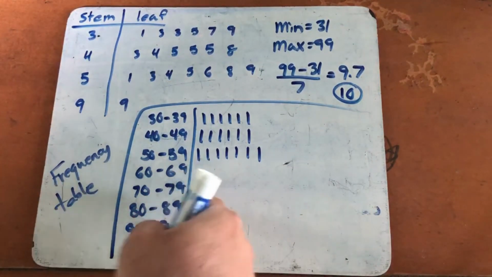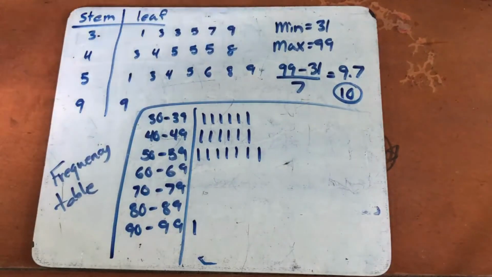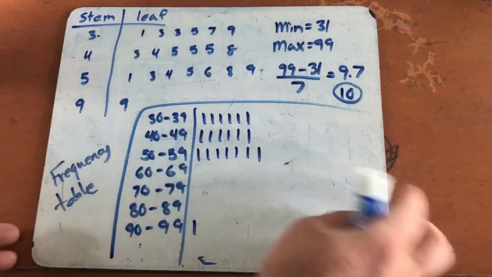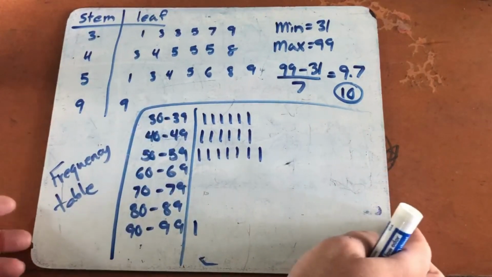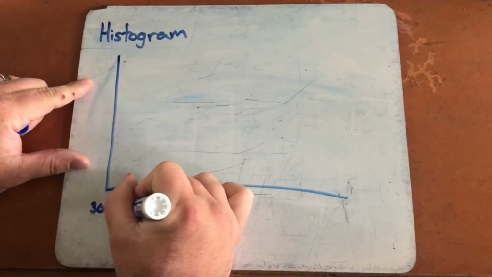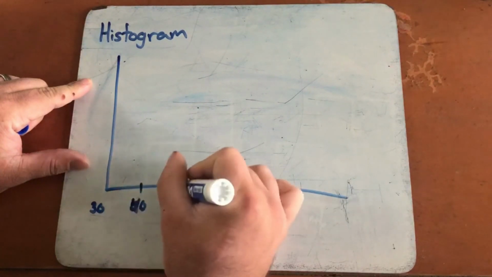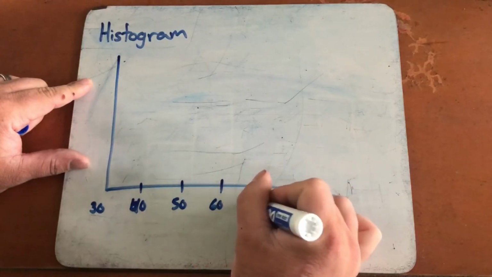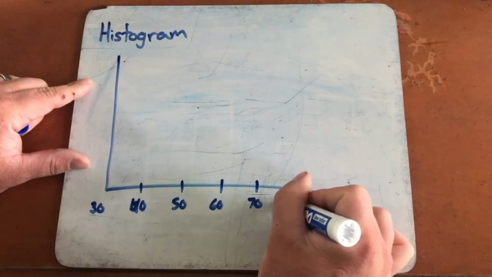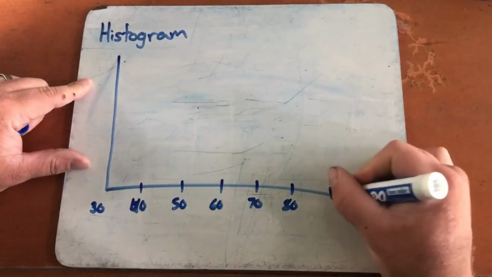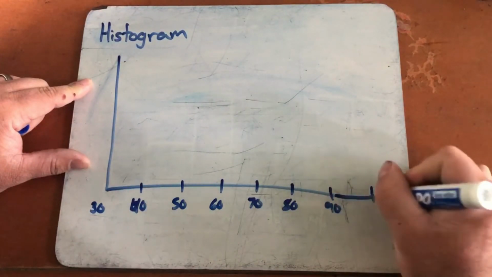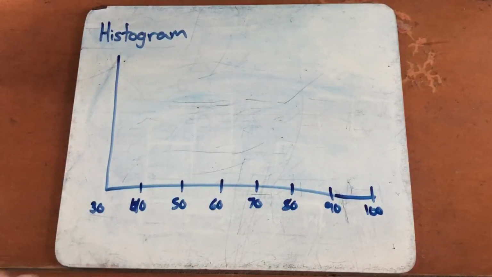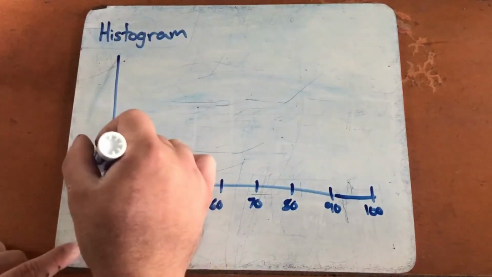So that means there's empty stuff here. When I make my histogram, it's going to be the same way. I'm going to make my histogram using these same groups. So I'm going to start with 30, and it goes up by 10s. There's 40, 50, 60, 70, 80, 90, and then it says 90 to 99. That means that group ends at 100. In this case, the highest one is 7, so I have to go up 7.